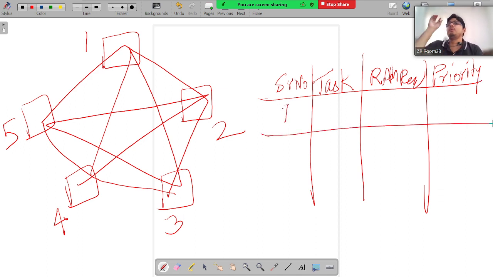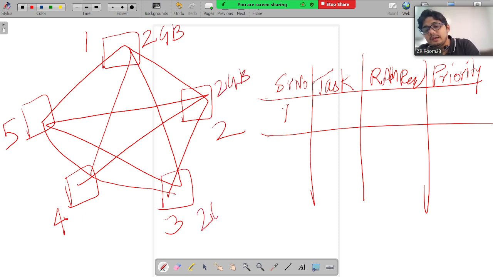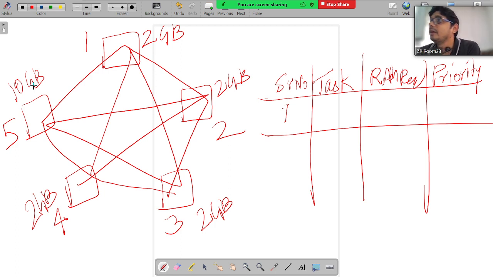Now in computer number 1, I want to play. First let me give you the RAM size of each computer. Computer number 1 having 2 GB of RAM. 2 also having 2 GB. 3 having 2 GB. 4 also having 2 GB. And 5 having 10 GB. So if you tell me actually computer number 1, how much GB RAM having? 2 GB. But virtually? 18 GB virtually. Are you getting my point?